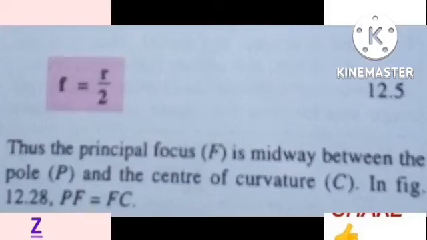One very important point on a mirror is known as the principal focus. The principal focus of a curved mirror is the point on the principal axis to which incident rays parallel and close to the principal axis converge, or from which they appear to diverge after reflection. Now, by experiment and by geometry, the principal focus is found to be equal to half of the radius of curvature for both concave and convex mirrors. That means F equals R over 2. Thus, the principal focus is midway between the pole and the center of curvature in a mirror.